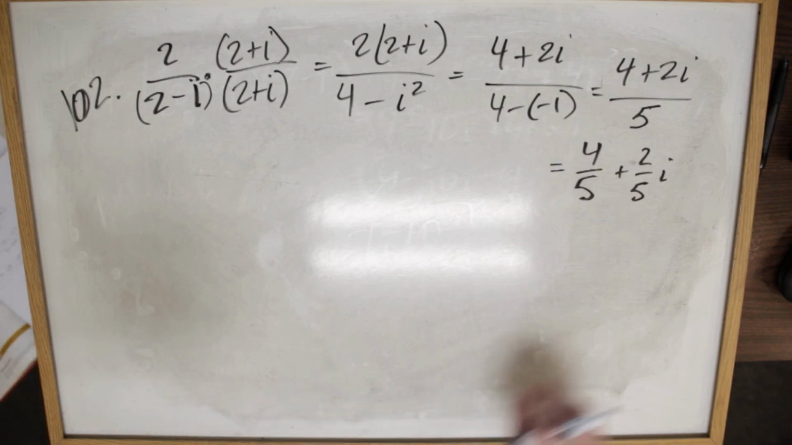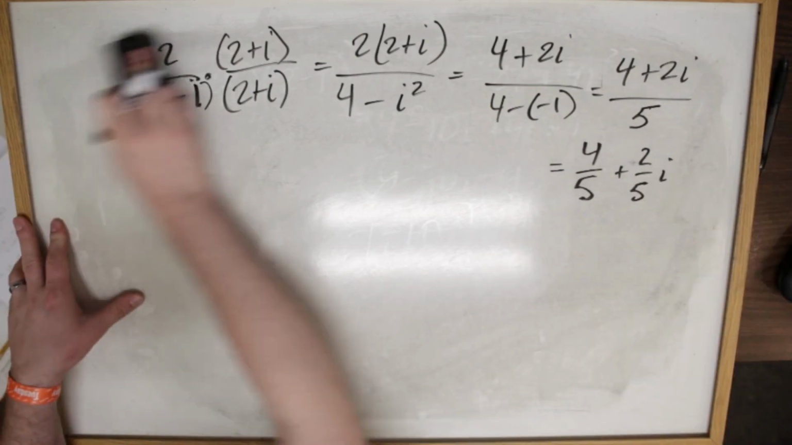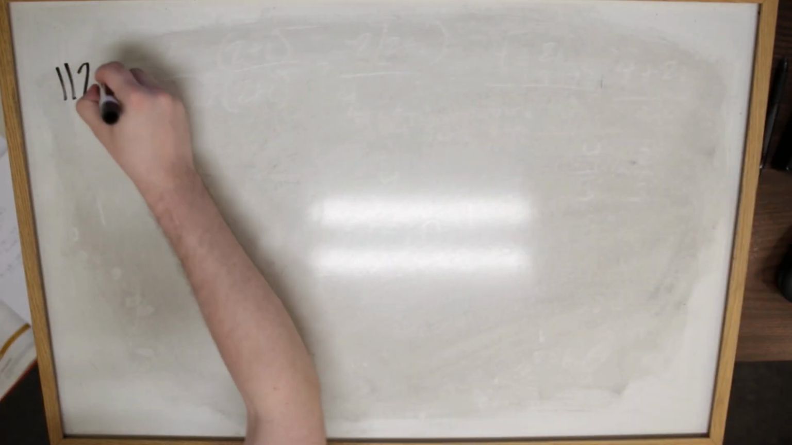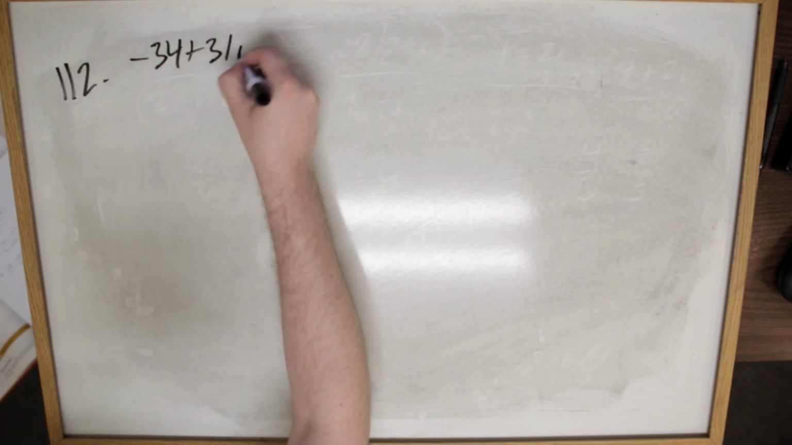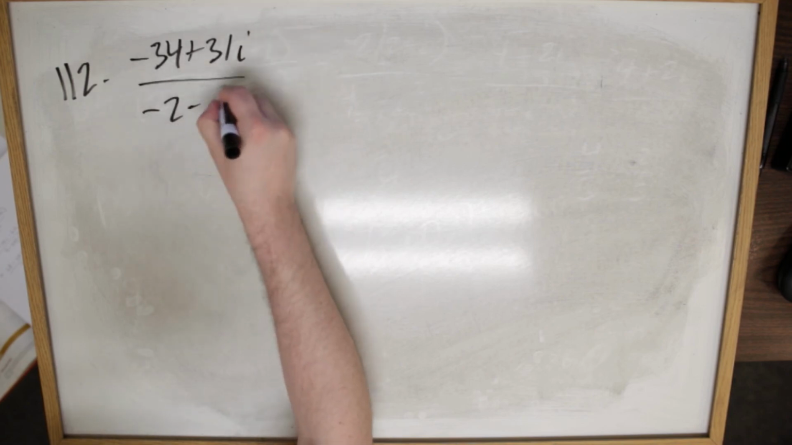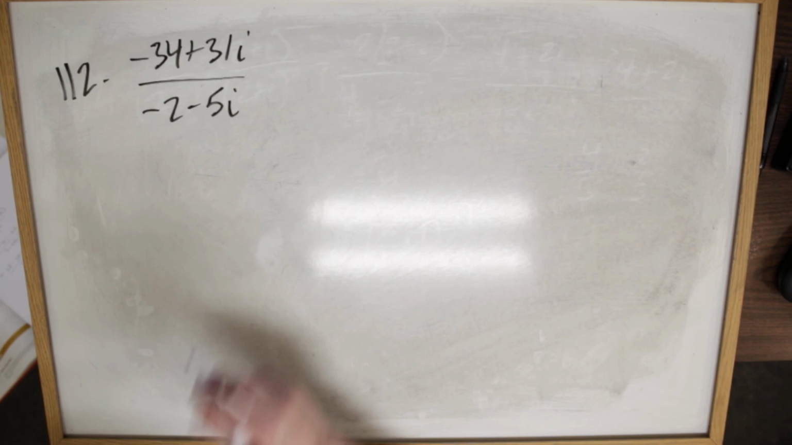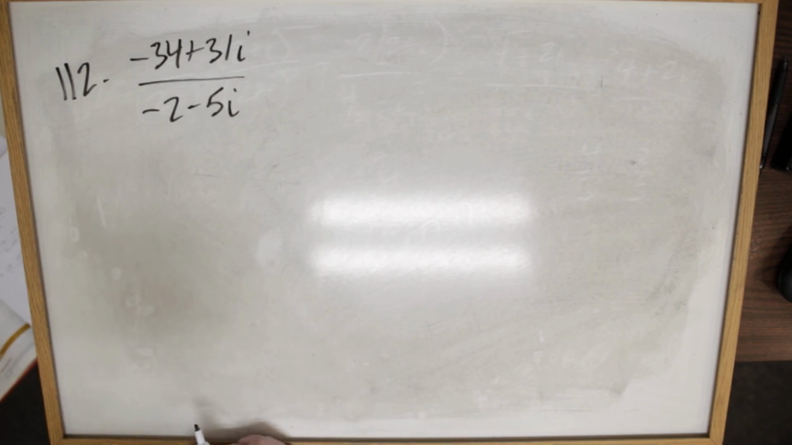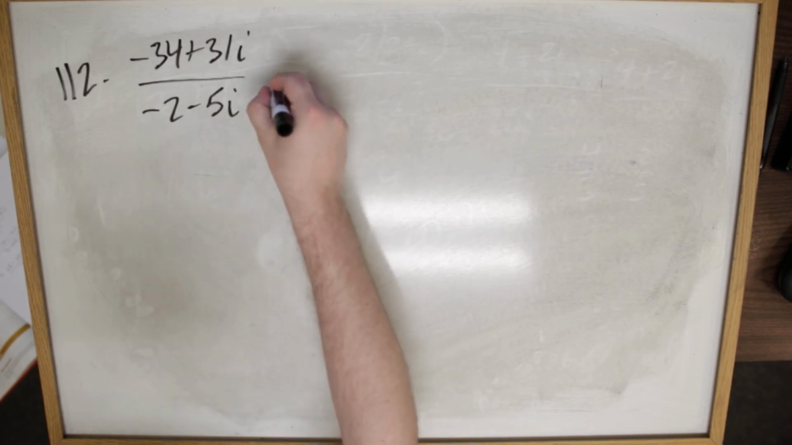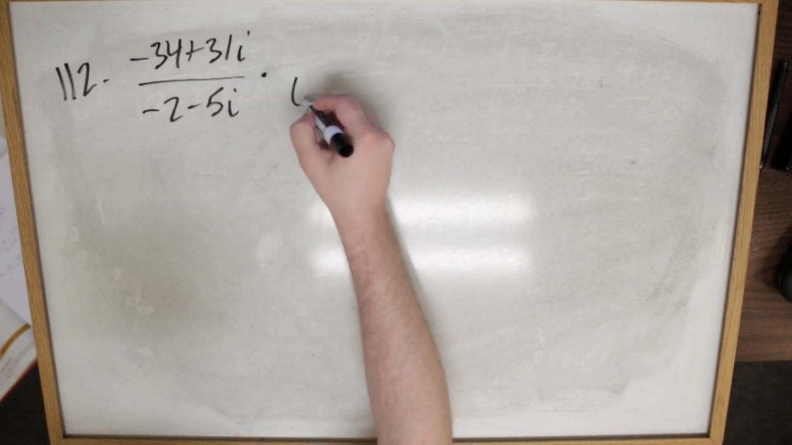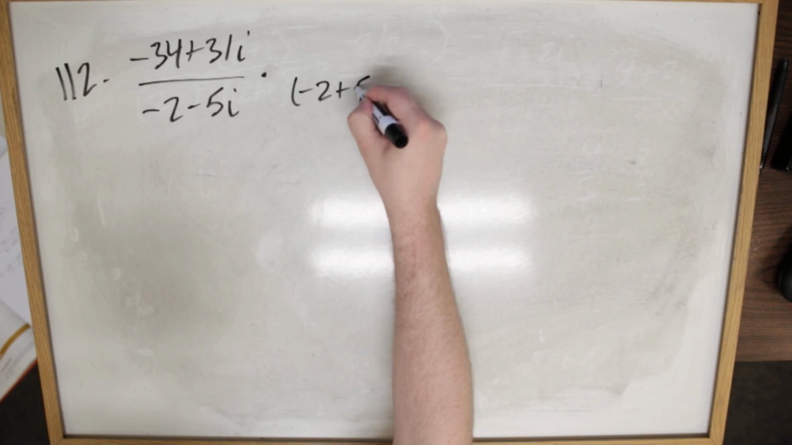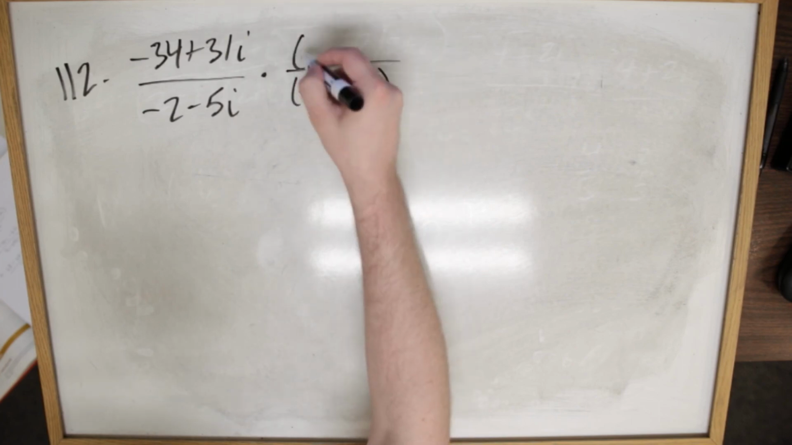All right, let's do one more problem. And then we'll call it quits. 112: minus 34 plus 31i all over minus 2 minus 5i. So this, again, similar idea. The same first term. We're just going to be replacing the sign in the middle. The terms are the same, we just replace them. So minus 2 plus 5i is going to be the thing that is the complex conjugate.